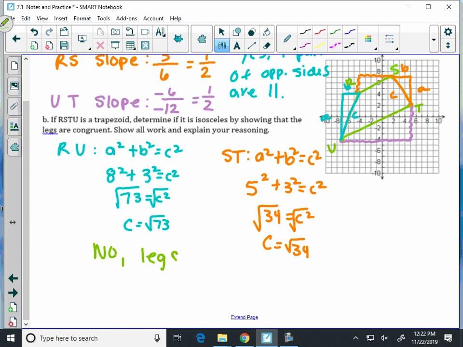Legs are not congruent. You can use symbols and abbreviate. Totally fine with that. And again, your math is backing up the fact that legs are not congruent. You can't just put no, legs are not congruent with no math. Your math has to back up that argument. Questions over that? So that's a trapezoid: one pair of opposite sides are parallel, and to be isosceles the legs have to be congruent, or the diagonals.